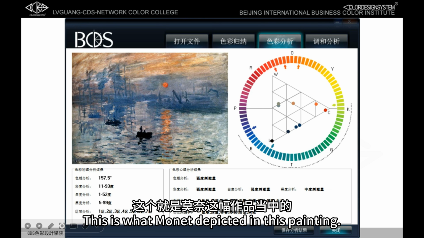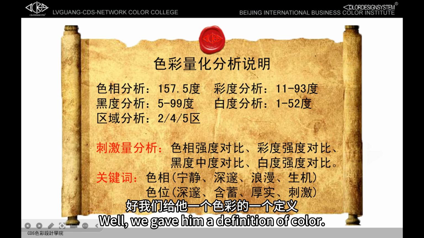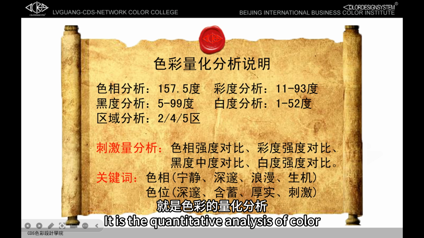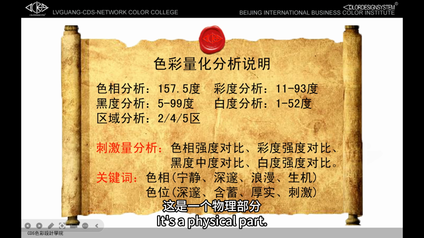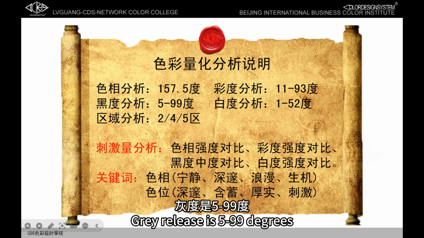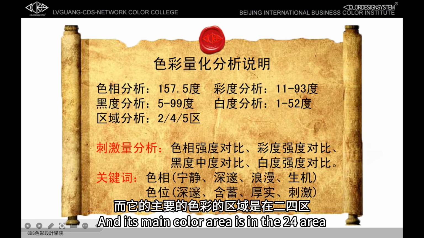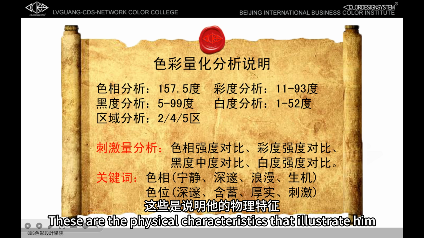This is what Monet depicted in this painting: his physical analysis and his psychological analysis. Well, we gave him a definition of color. It is the quantitative analysis of color. That's like his analysis, the physical part. Hue is 157 degrees, chroma is 11 minus 93 degrees, grayness is 5 minus 99 degrees, whiteness is 1 minus 55 degrees. And its main color area is in the 24 area, district 24 minus 5. These are the physical characteristics that illustrate him.